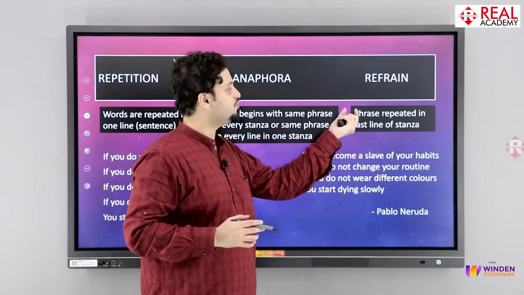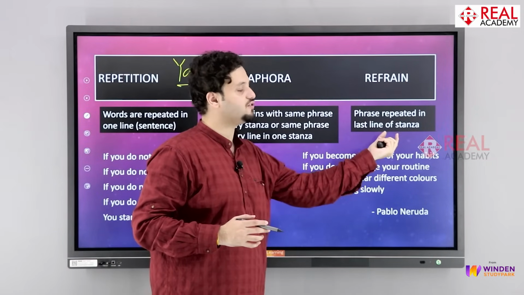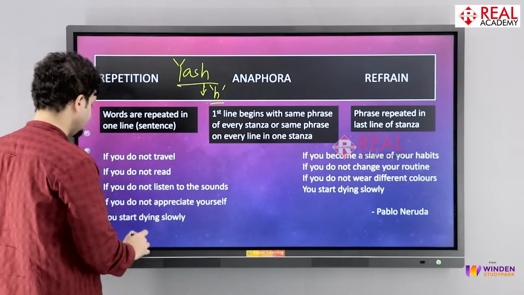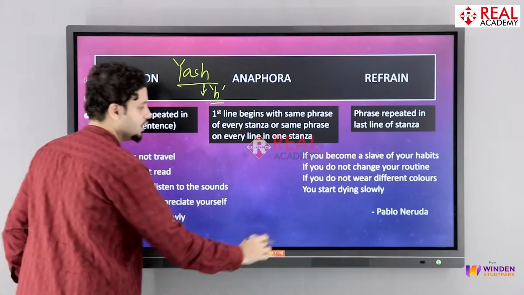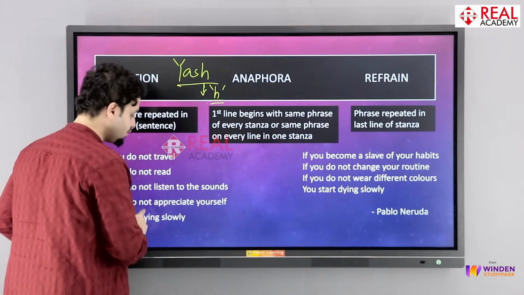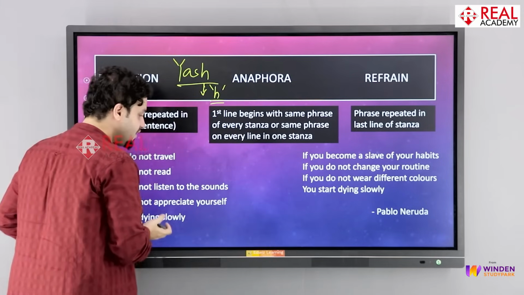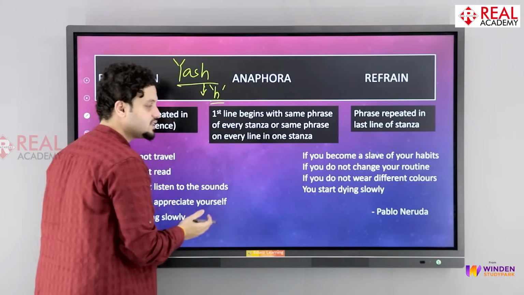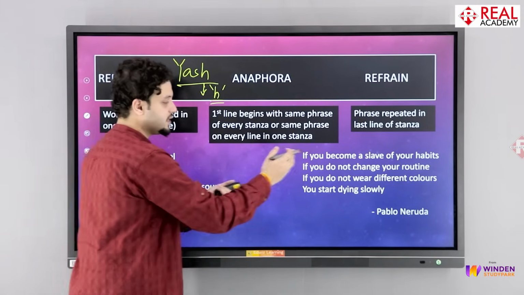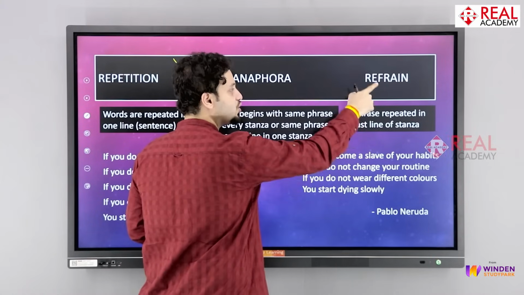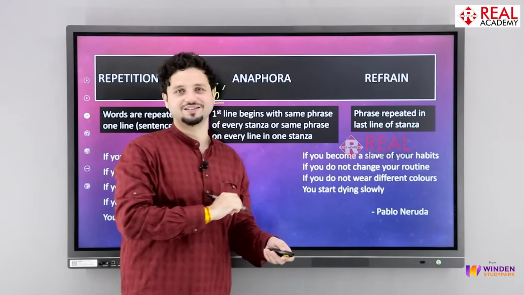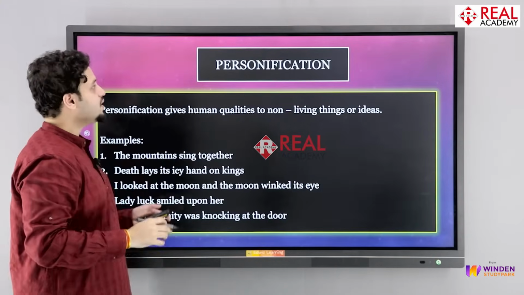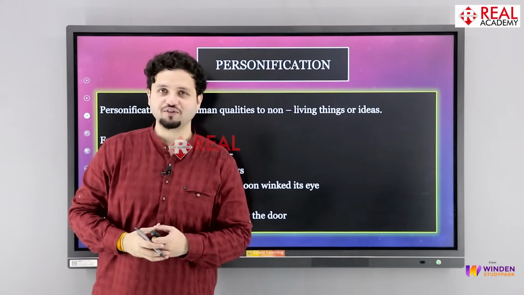What is refrain? A phrase repeated in the last line of a stanza. If the last line is the same, "you start dying slowly, you start dying slowly," this is the first stanza, this is the second stanza. If the last line is repeated in the first stanza and in the second stanza, then it is called refrain. You have to keep this in mind. Okay. Then we would move towards personification.